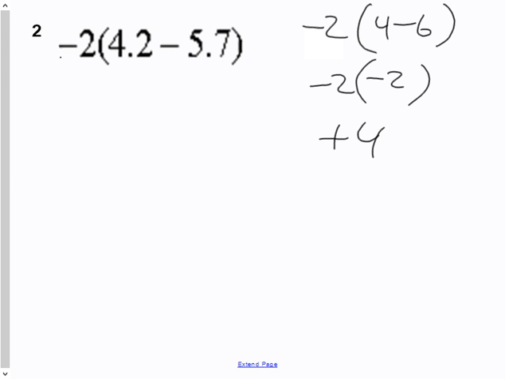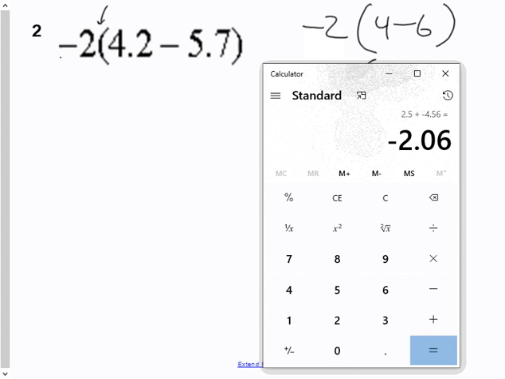In BEDMAS here, we have a multiplication here, and we have brackets. We know we're supposed to do the brackets because it's the first letter in BEDMAS. So grab my calculator. I say, what is 4.2 take away 5.7? It's going to tell me it's a negative 1.5. So my next line is going to be negative 2 multiplied by negative 1.5.